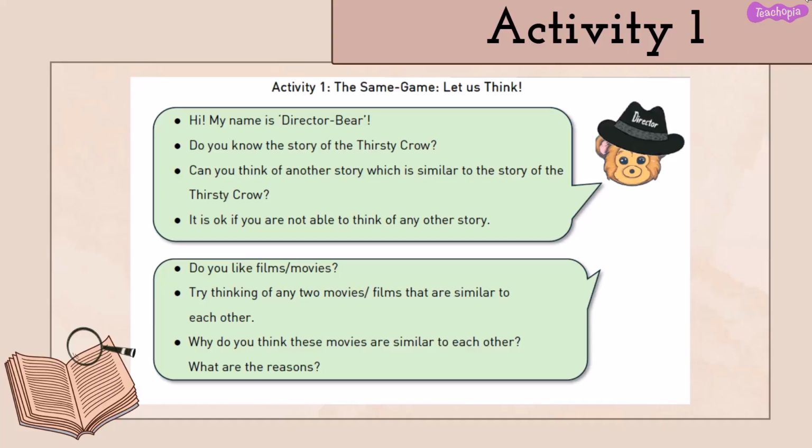Once we jump into the activities after this brief introduction, the learners are introduced to a character. The character in our PBL is called the Director Bear. Director Bear is the character that takes the learners through the activities by giving them instructions, such as here, learners are asked to think about a story as simple as The Thirsty Crow and think about any similar story to that one. Not only a story, they can even think about movies or films that are similar to each other for various reasons that the children can explore.